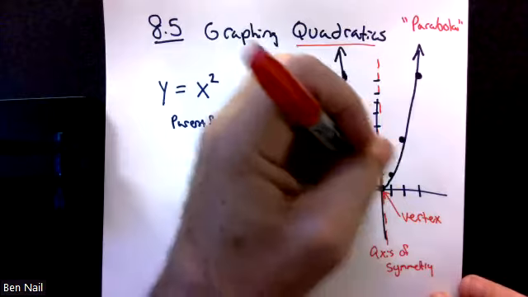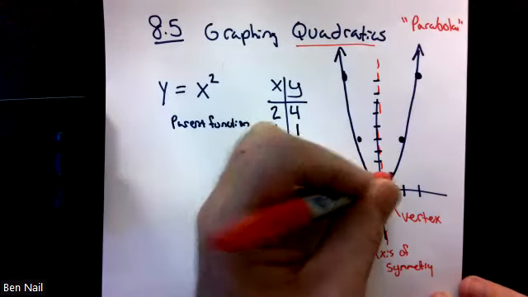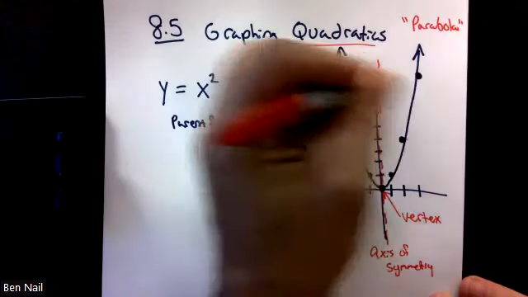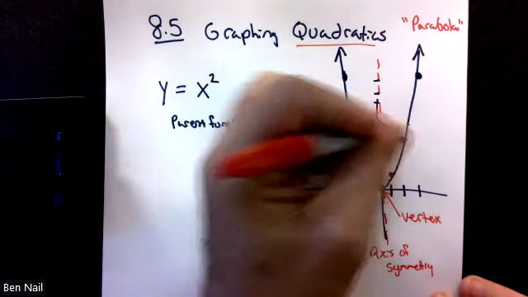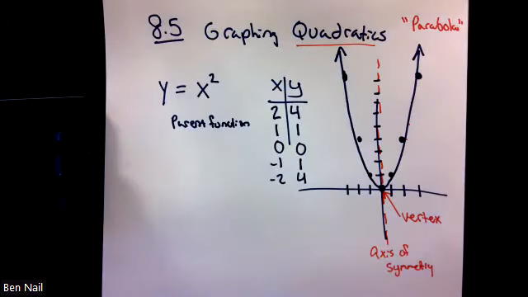This side of the graph will match this side of the graph perfectly. This point matches up to this point. This point matches up to this point. This one matches to this one. In fact, all these intermediate points match as well.